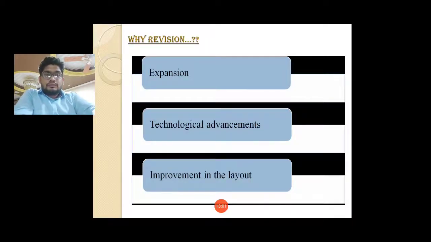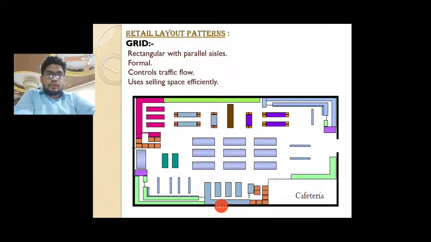Now why revision? It might be because of the expansion of the particular organization. It can be a technological advancement, or it can be an improvement in the layout. Fine. Now this is a retail layout pattern. Generally we see this in cafeterias. Fine.